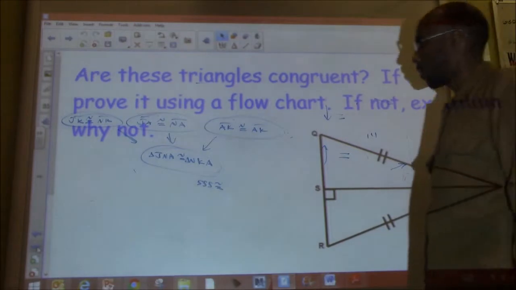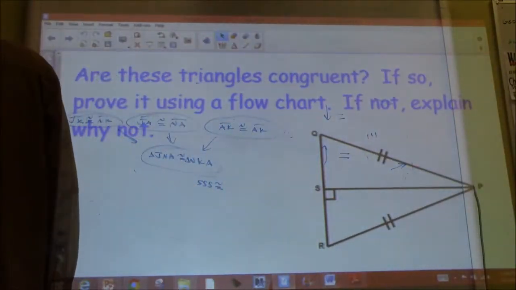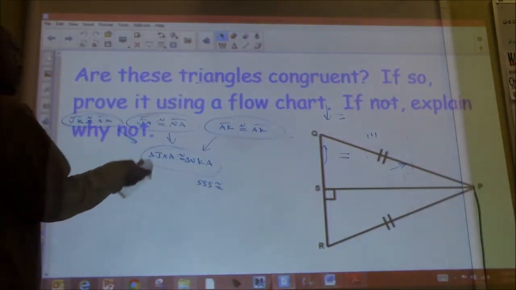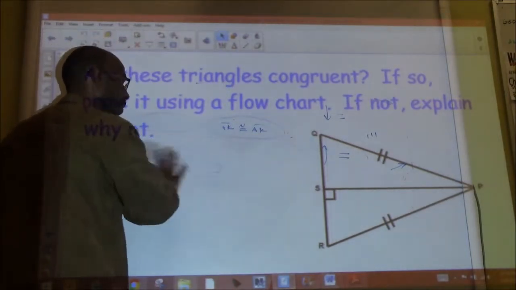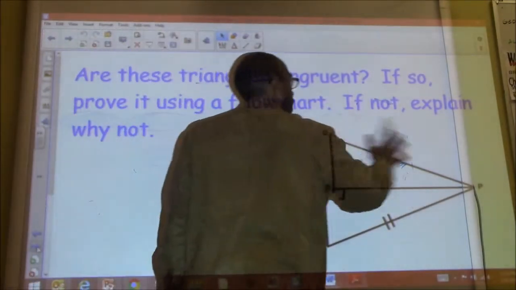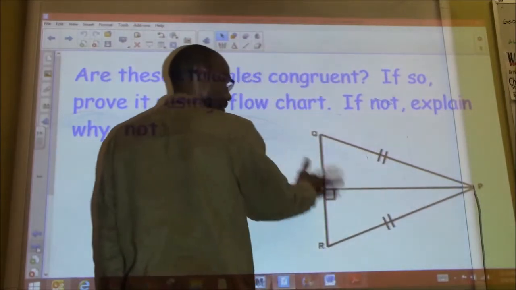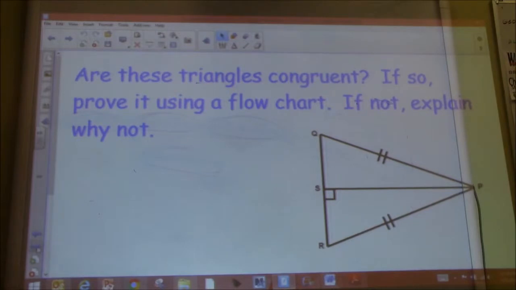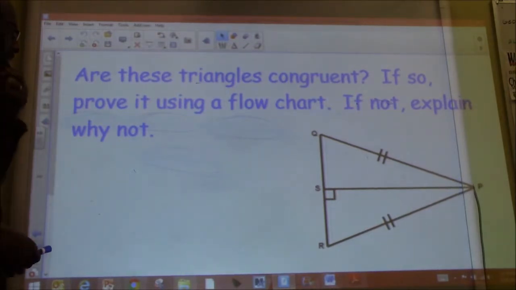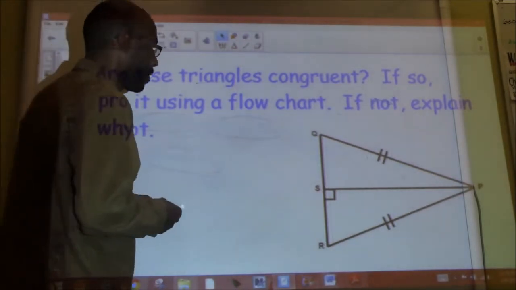Are these triangles congruent? If so, prove it using a flowchart. Well, that's all we do is a flowchart. We don't do anything but a flowchart. So you don't even have to ask us to use a flowchart, because that's what we do. If so, if not, turns out, let me see.